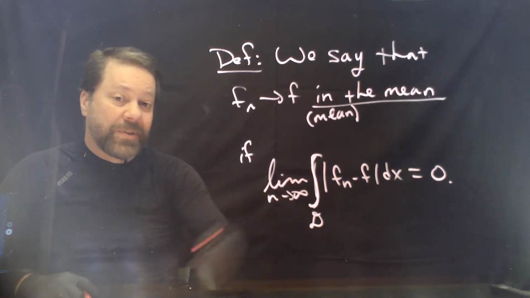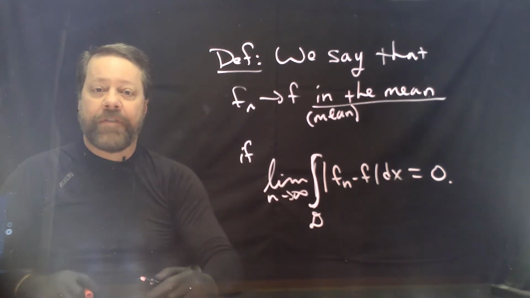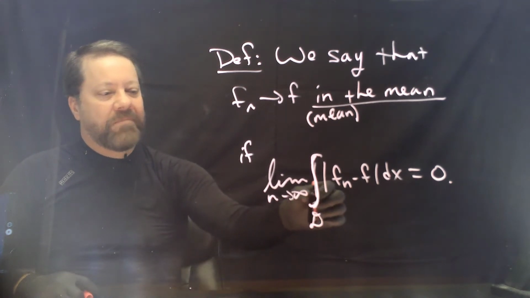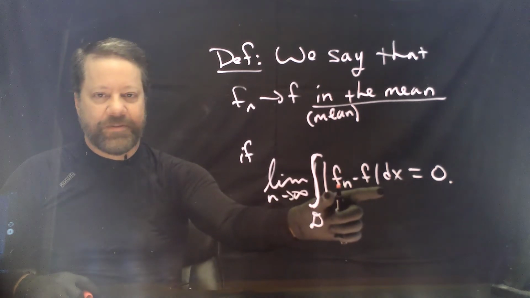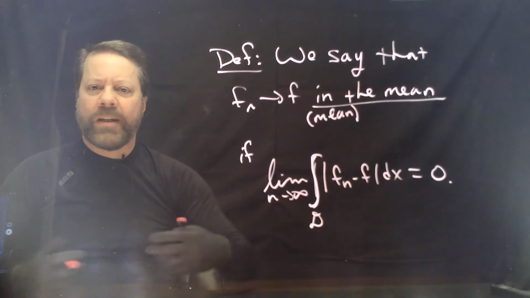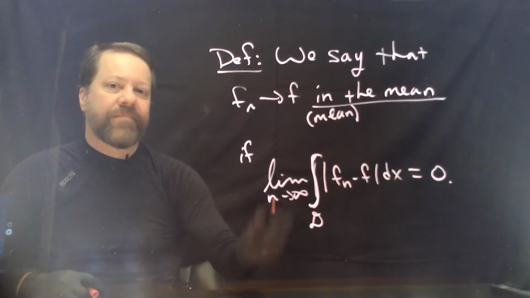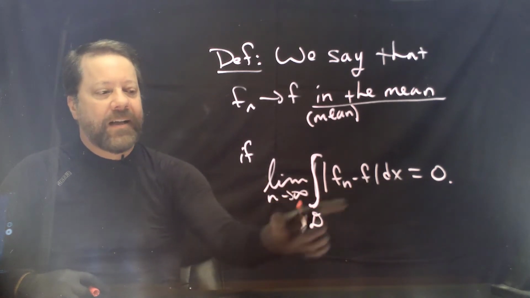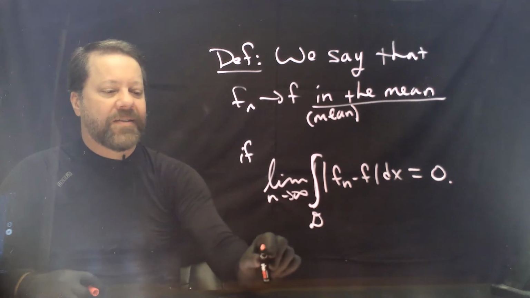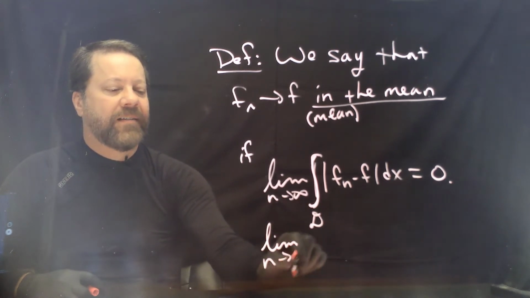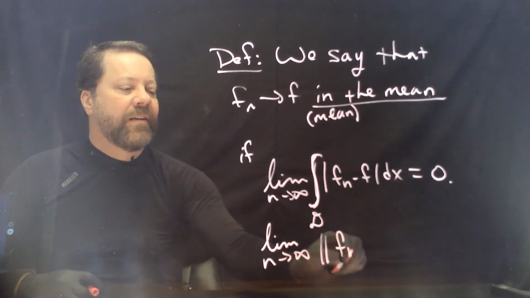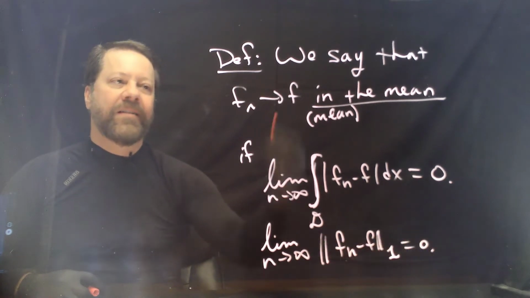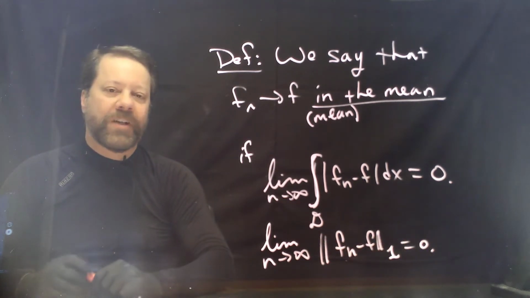Notice that integrals are averaging processes. The average height of a function is defined in terms of an integral. And so when we take the limit of the integral of the difference of these two functions, the integral will ignore what happens on very small sets of measure 0. And so you get convergence in the sense of this L1 norm, if you will. This is also written, the limit as n goes to infinity, f_n minus f in the 1 norm. If that's 0, then we get convergence in the mean, or we can just say L1 convergence.